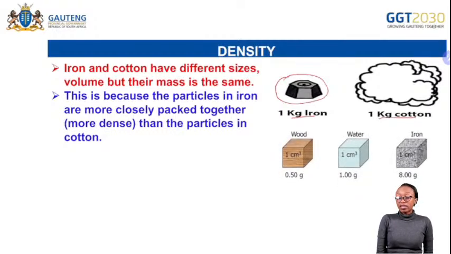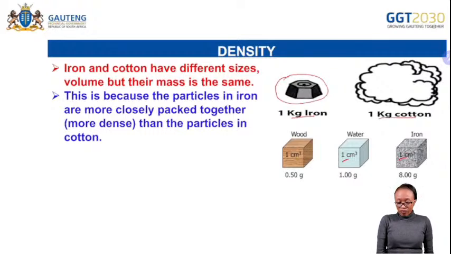Let's look at these three. We've got 1 cubic centimeter blocks of wood, water, and iron. What did we say? We said cubic centimeter is actually a measure of volume. So these are our volumes. We have a volume of 1 cubic centimeter, or 1 milliliter, of wood, a volume of 1 cubic centimeter of water, and a volume of 1 cubic centimeter of iron.